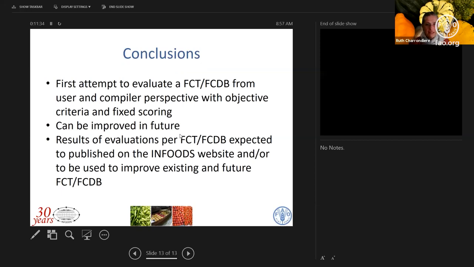And the conclusion is that this is the first attempt to evaluate not data, but the whole food composition database from an international perspective, and for users as well as for compilers. And we are sure it can be improved in the future. And we hope that this result will be helpful to improve existing and future food composition tables and databases, as well as to publish them on the INFOODS website.